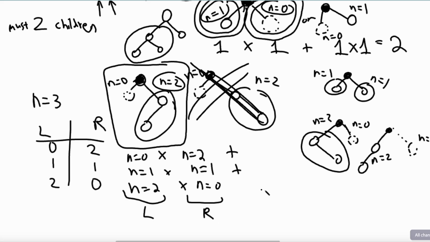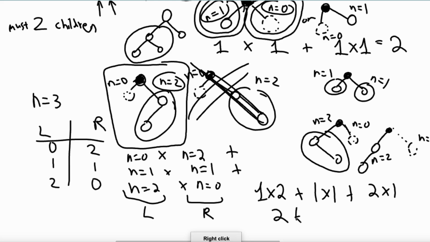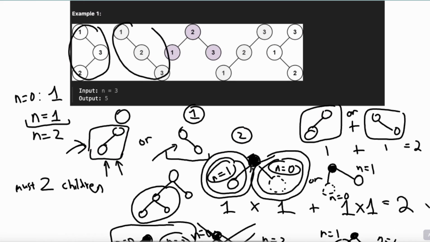So when n is equal to 0, it's 1 times 2, plus when n is equal to 1, it's 1 times 1, plus 2 times 1, which is 2 plus 1 plus 2 to get 5, which is how we arrived at the 5 you see. So that's the DP. I hope you see the recursion here because we're going to program it up in code, and I hope it will become even more clear.